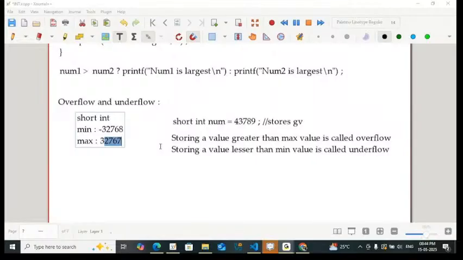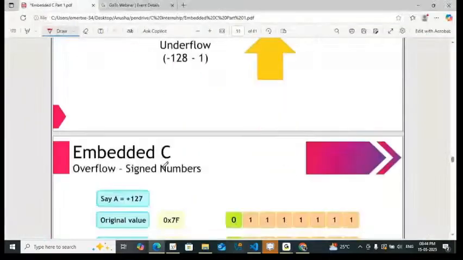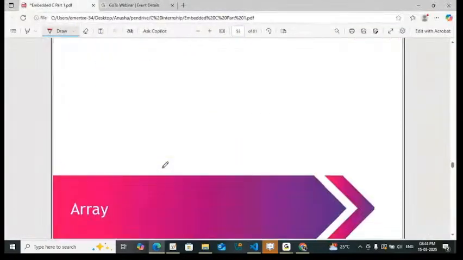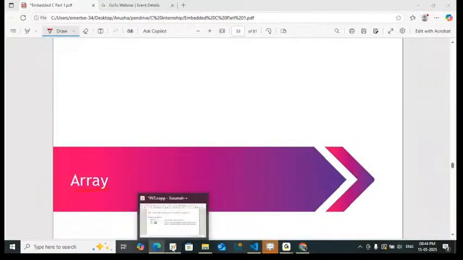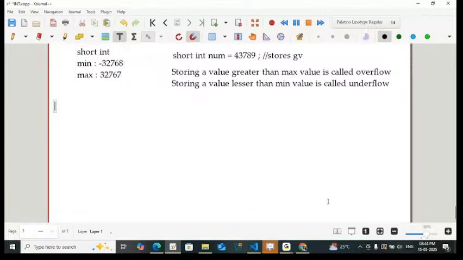Okay. So that is it about the operators. The next topic we have to start with is arrays. In tomorrow's class, we are going to study about arrays and pointers. So that is the focus for tomorrow's class.